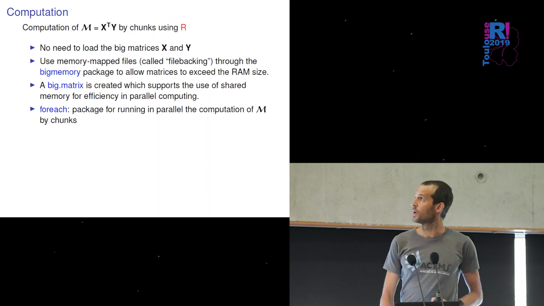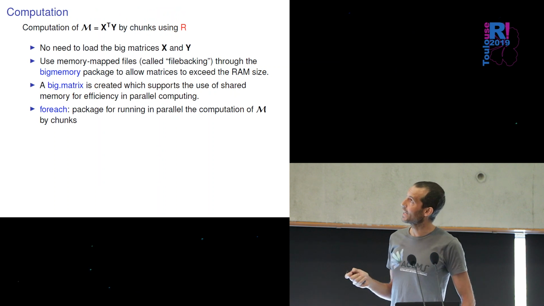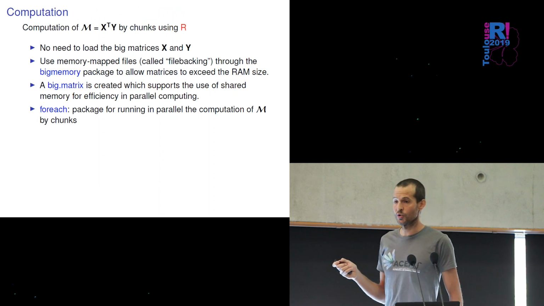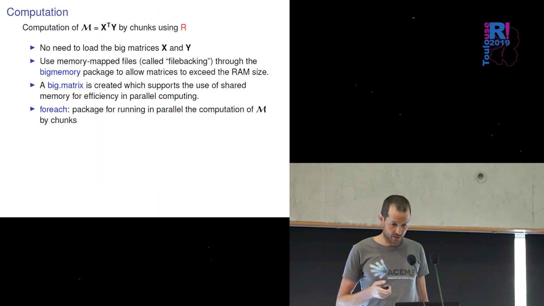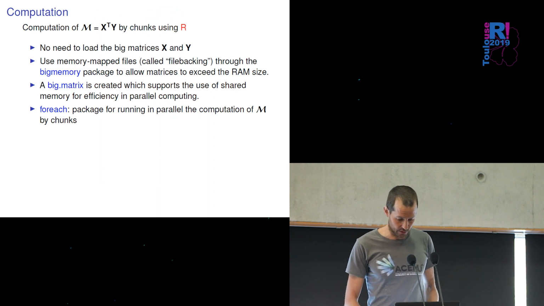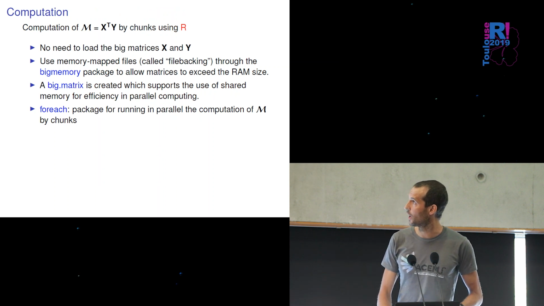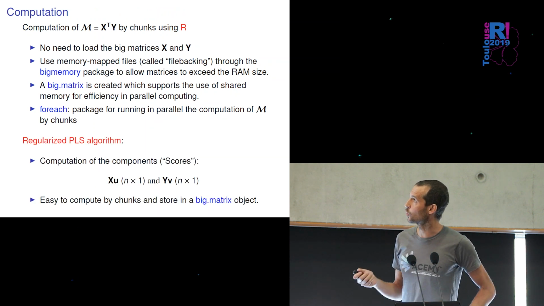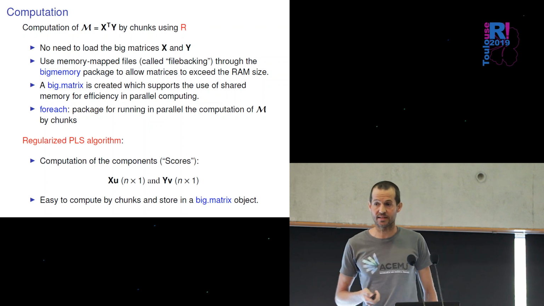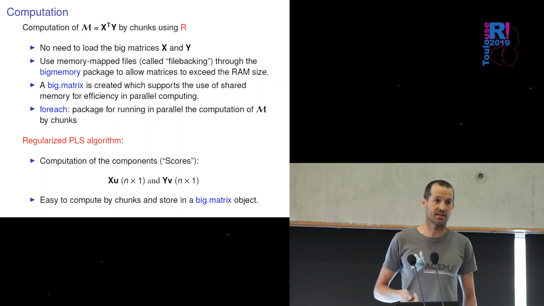Okay? So we have done some tricks like this in our package, and we use bigmemory to deal with the trouble of the allocation of the big matrix, combined with foreach, and we managed to compute some regularized PLS and to add some sparsity, some group sparsity, and so on.